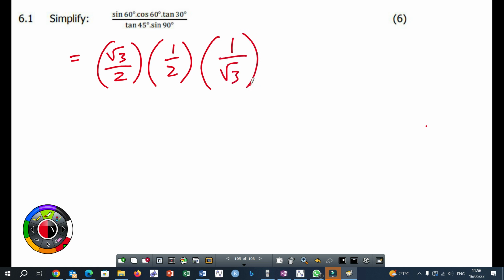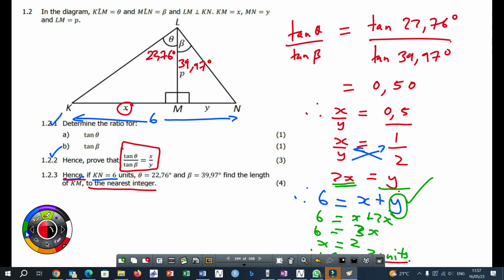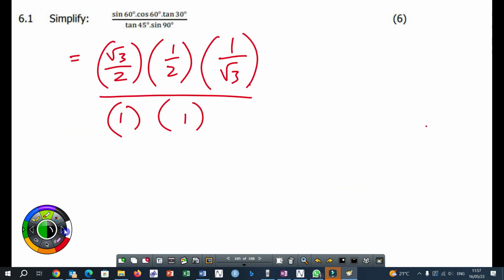I want to warn you: don't write your answer as square root of 3 over 3. Pay attention. Tan 30 is 1 divided by square root of 3, all over. Tan 45 is 1. Sin 90 is 1. Now guess what? It's 1 mark each. So this is 1 mark, 1 mark, 1 mark, 1 mark, that's 4 marks already. Remember, there are 6 marks.